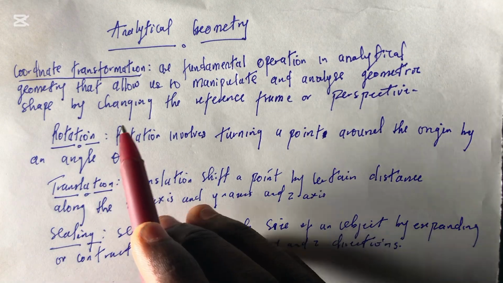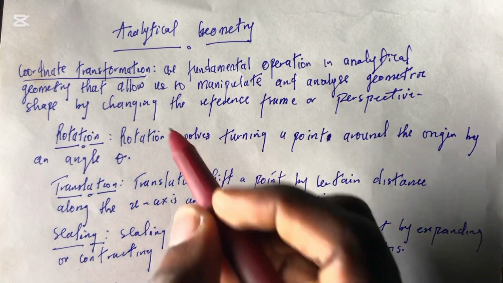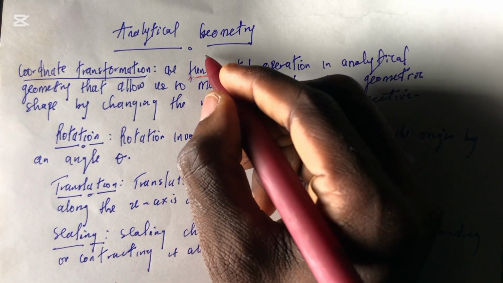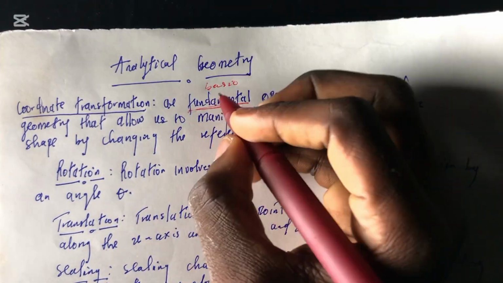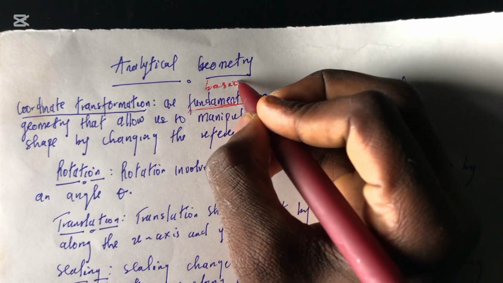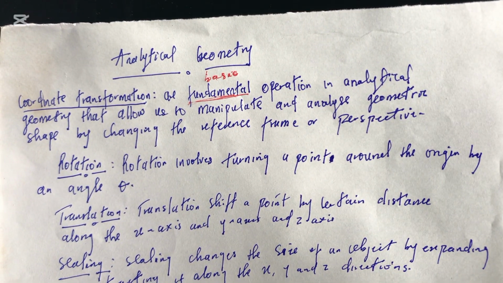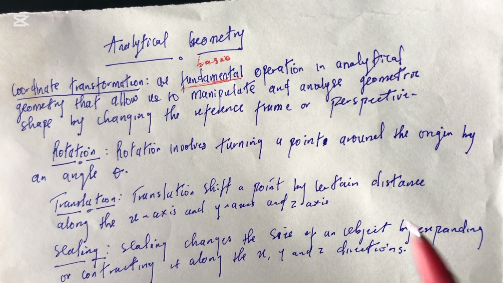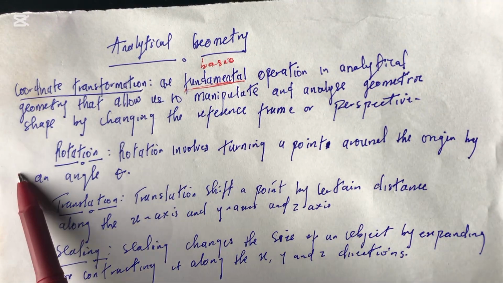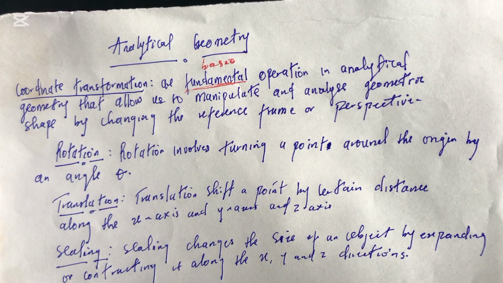Now, if you see from the definition, coordinate transformations are a fundamental operation. The word fundamental is talking about basic. It's something that is a basic operation in analytical geometry that allows us to manipulate and analyze geometric shapes by changing the reference frame or perspective. That's the definition of coordinate transformation.